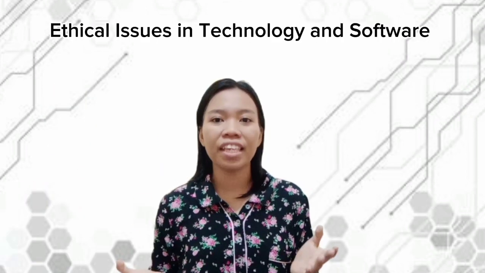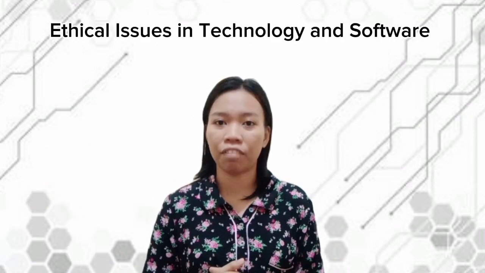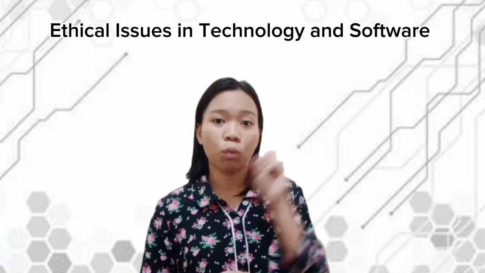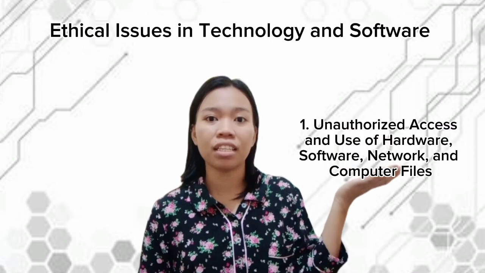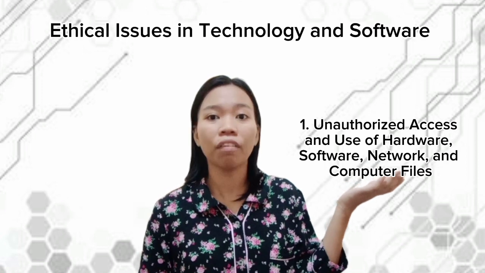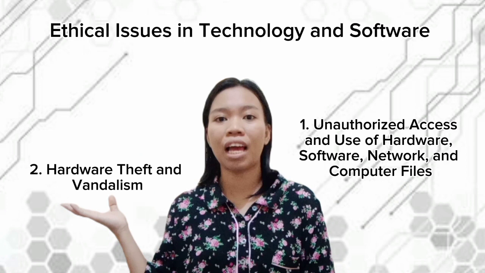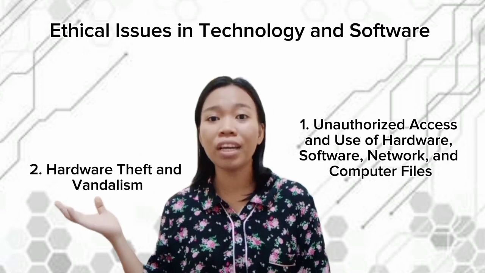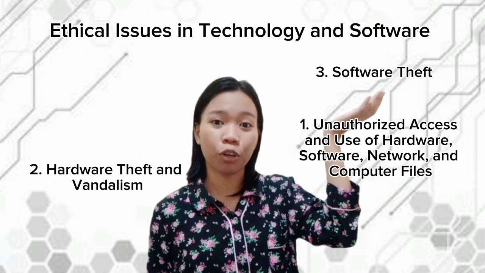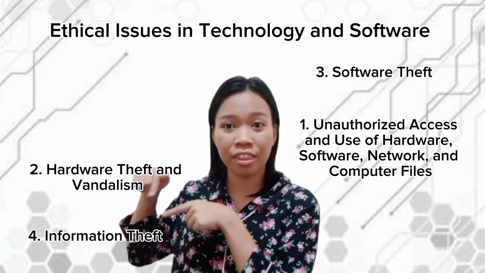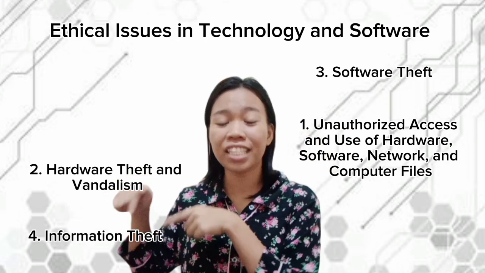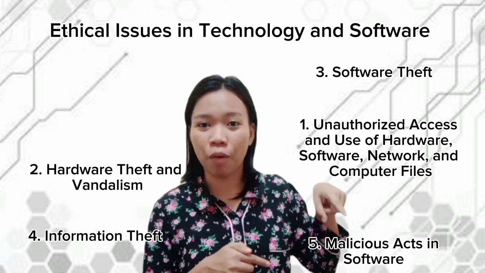That completes the ethical issues in technology and software. Again, number one is the unauthorized access and use of hardware, software, network, and computer files. Second is hardware theft and vandalism. Third is software theft. The fourth one is information theft. And the last one is malicious acts in software.